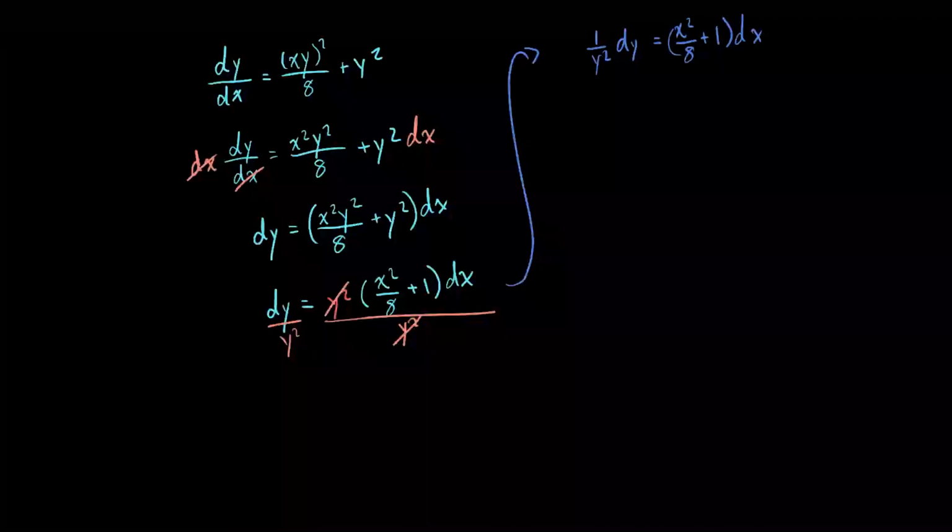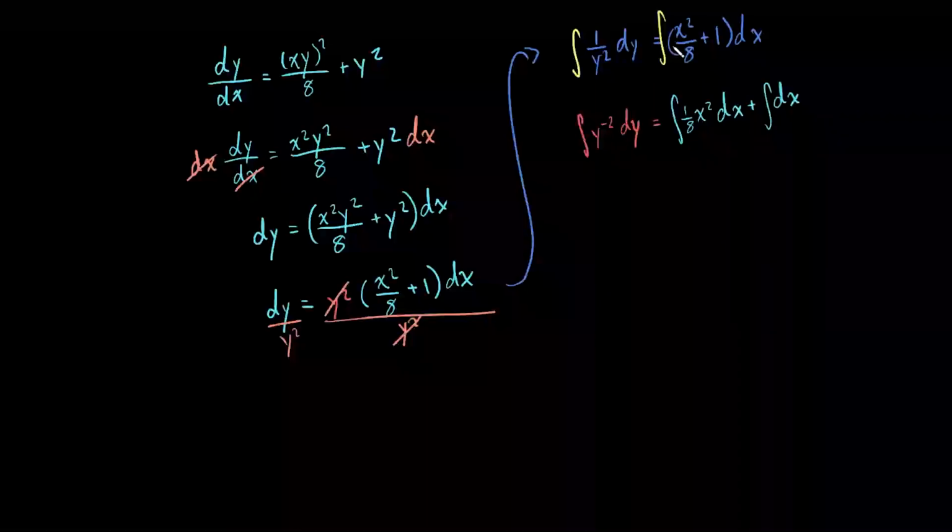So now we can integrate the left-hand side and the right-hand side. For the integral on the left, we can change our exponent's power. Since we have 1 over y squared, we can rewrite that as y to the negative 2 times dy. On the right-hand side, we can separate this into two separate integrals. So we have 1 over 8 times the integral of x squared dx, where I took the 1 over 8 out just for visual sake, plus the integral of dx.